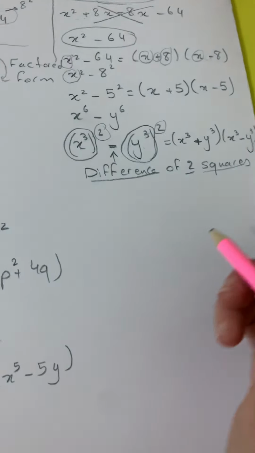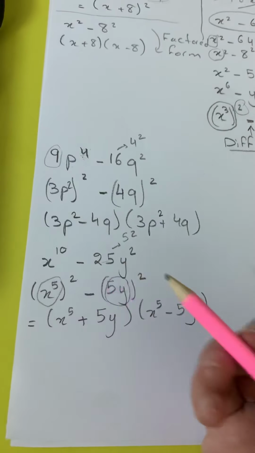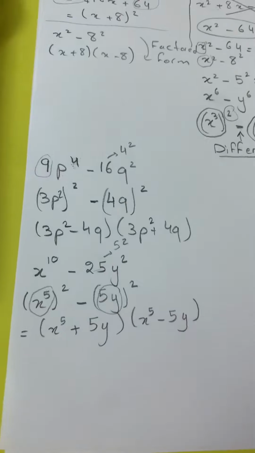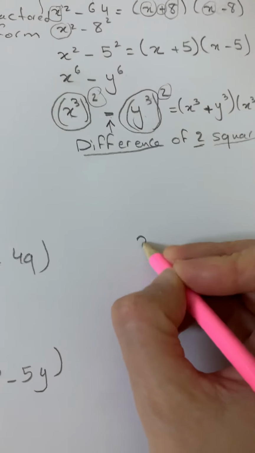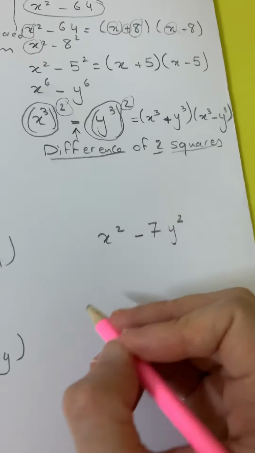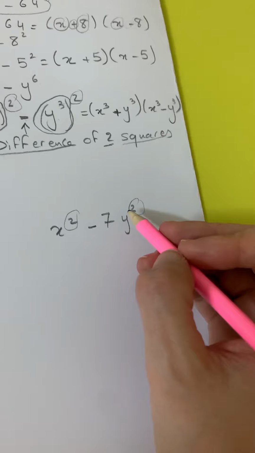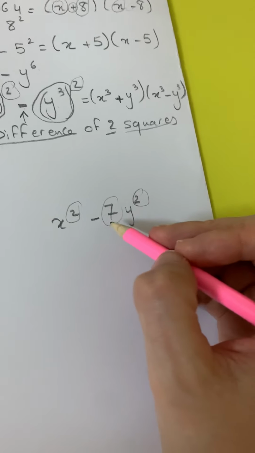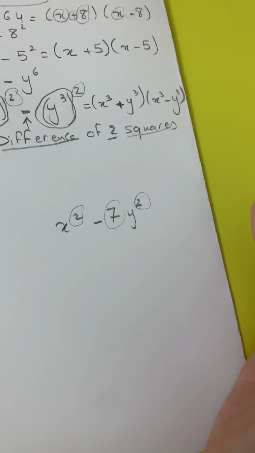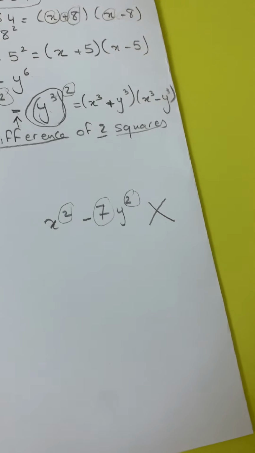One last example. The same one, but instead of 25, what if I put 7? For example, x power 2 minus 7y power 2. This one has the power 2, yes. This one with the power 2, excellent. But 7, can I write it as something to the power of 2? No. So it is not a difference of two squares.